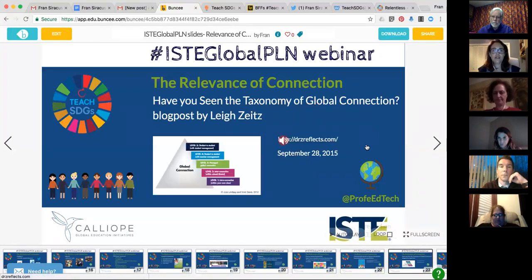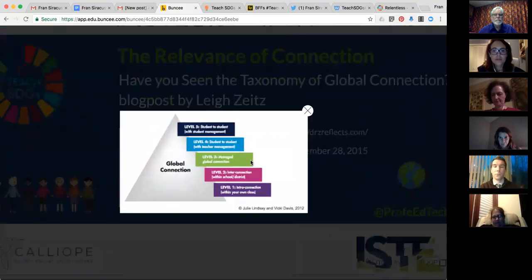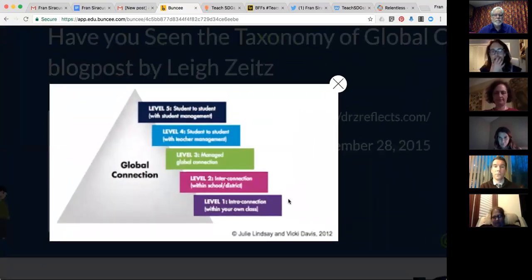Have you seen the taxonomy of global connection? This was shared with me last night by Lee, and it really resonated with me. Just think about, whenever we do a project, it's nice to work with the students in our class, but it'd be really cool if you can work a little bit further.